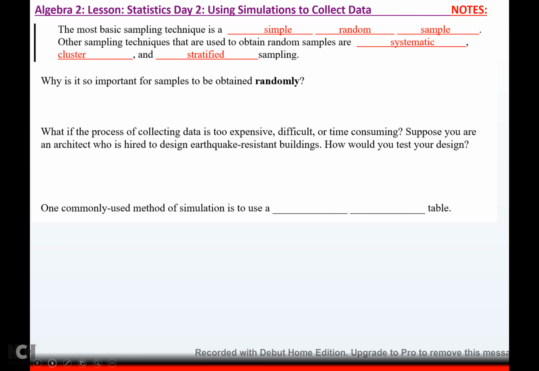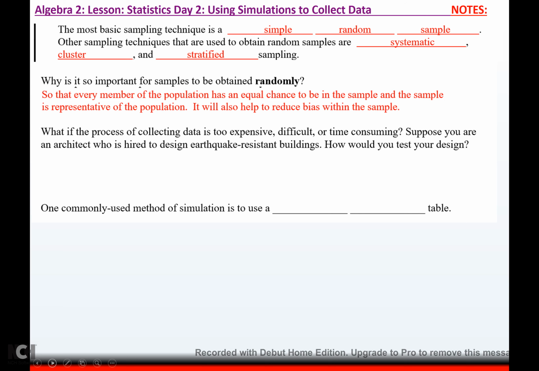Why is it so important for samples to be obtained randomly? Well, so that every member of the population has an equal chance to be in a sample, and the sample is representative of a population. It will also help to reduce bias within the sample.